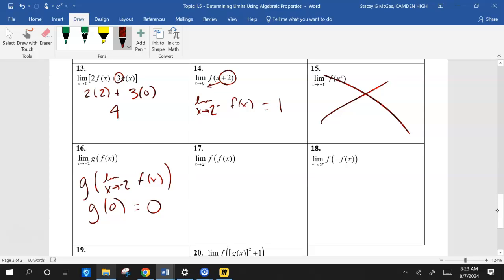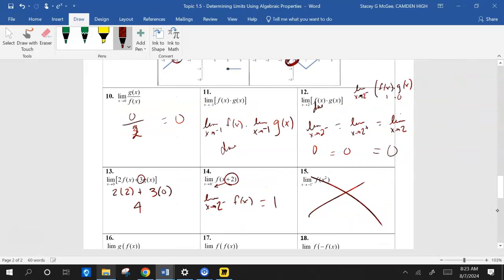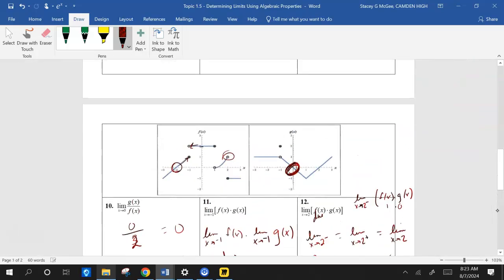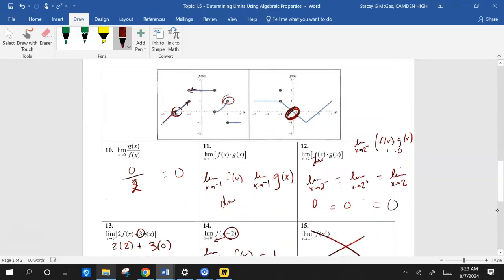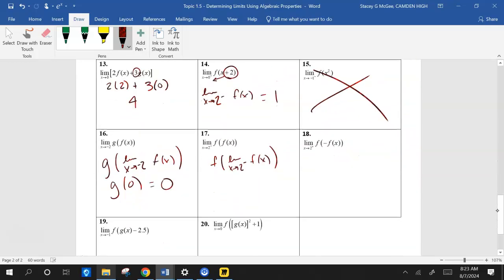This would be a multiple choice problem, I'm sure of it. For this one again, f of the limit as x approaches 2, this time from the left of f of x. Well, what's the limit as you approach 2 from the left on f? Oh, that's negative 2. Okay, there. 1. What's f of 1?